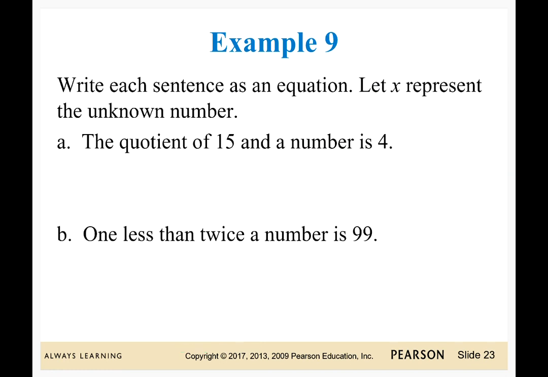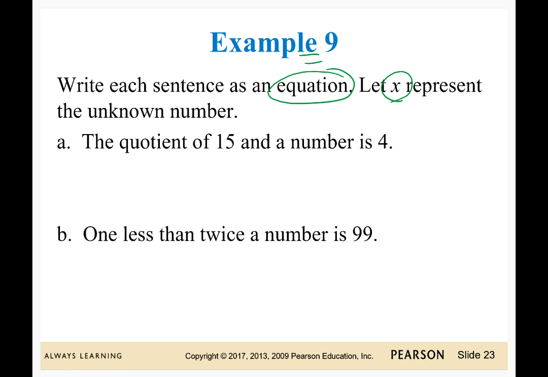All right, last example, here we go. This time it says write each sentence as an equation. That gives you a big hint right there. Equation means I need to see an equal sign, so that means I'm looking for a verb. And then it also says to let x represent the unknown. So again, that's the only variable I should see is the x.